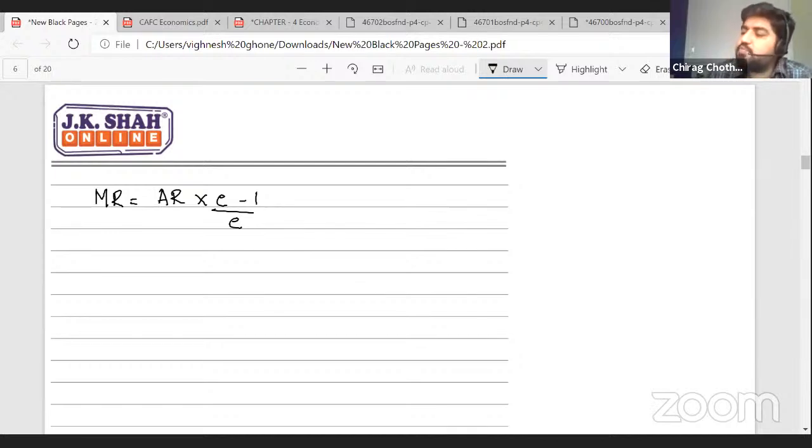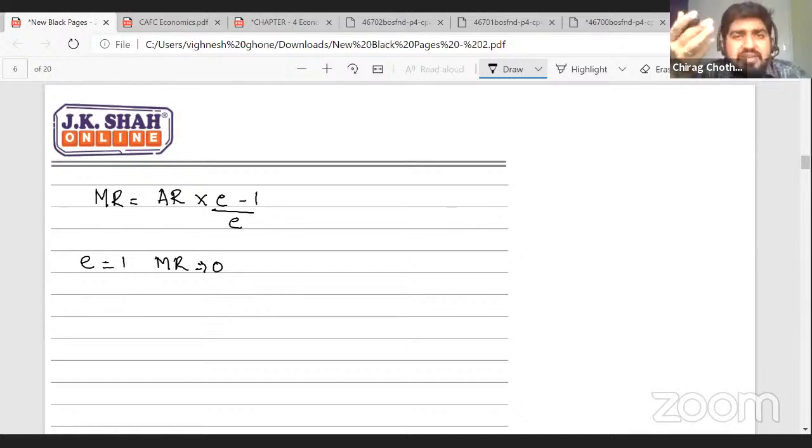See now, if E is 1, 1 minus 1 upon 1, 1 minus 1 is 0, 0 upon 1 is 0, into AR, whatever it will be, 0. So when elasticity is equal to 1, remember this, what will be MR? MR will be equal to 0. You can calculate that, right?